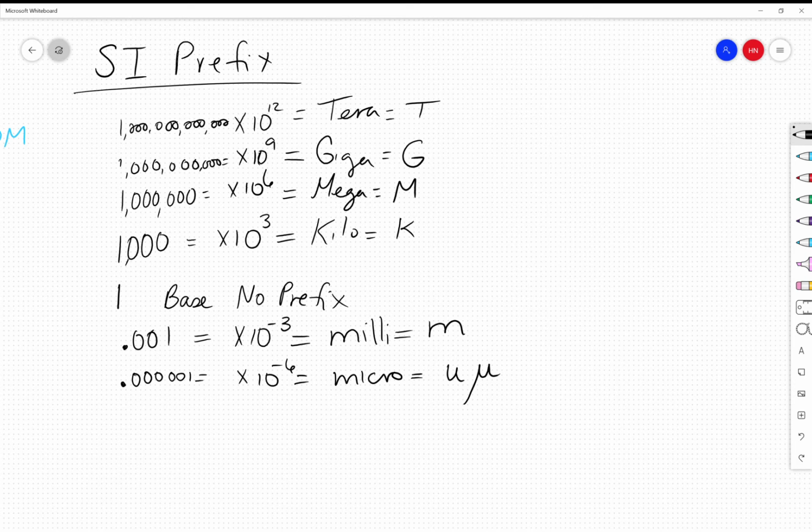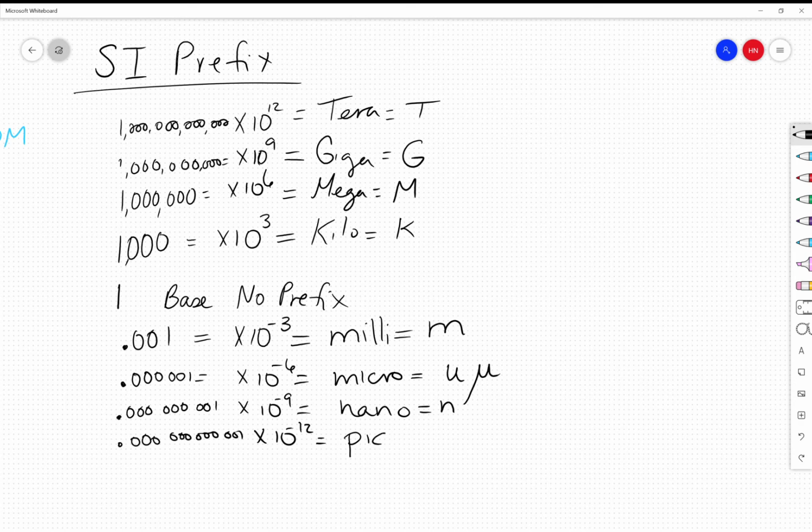Okay. Then if we do 0.000000001, which is times 10 to the negative 9, we say nano, or lowercase n. If we do 10 to the negative 12, we say, I always forget this one. Yeah, it's pico, or lowercase p.